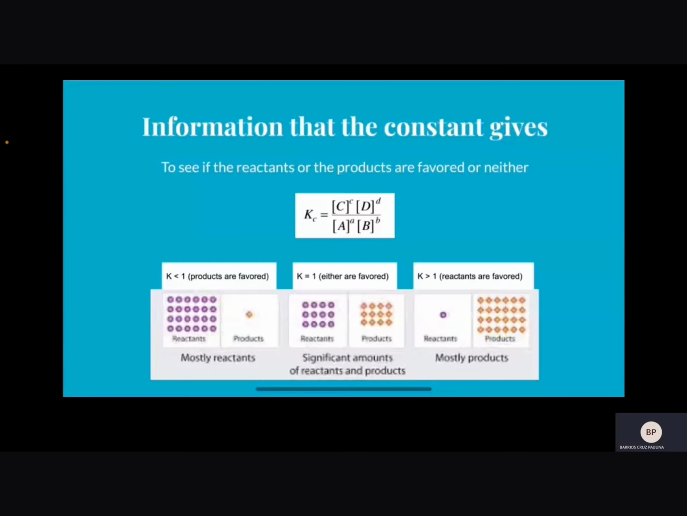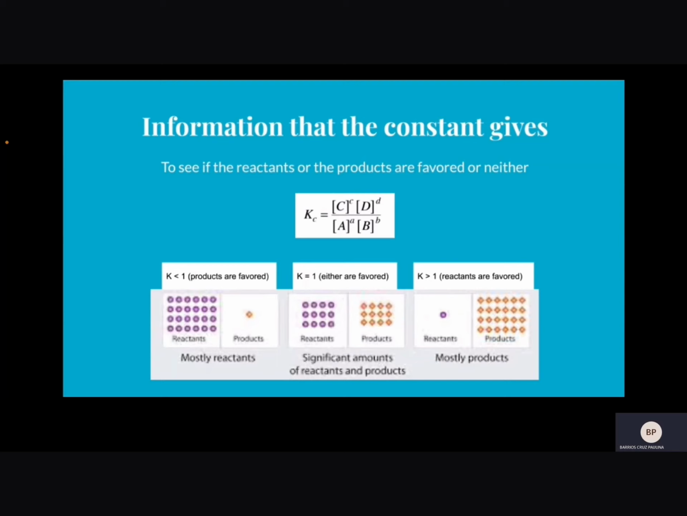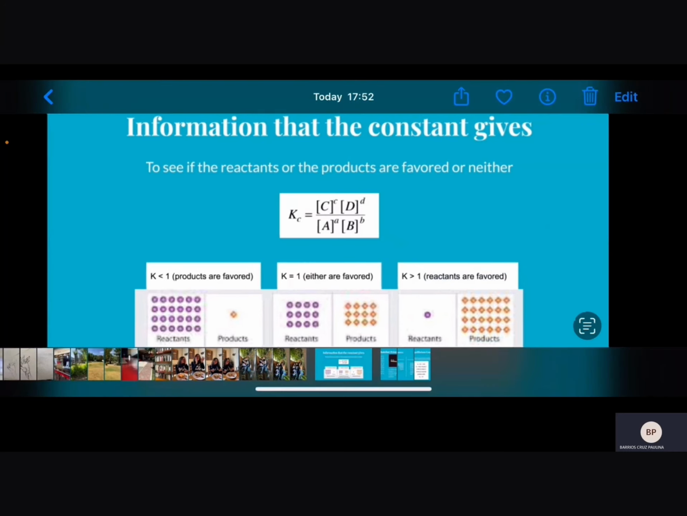Well, so the information that the constant gives, to see if the reactants and the products are favored or neither. If the formula gives you the K less than 1, then the reactants are favored, and that means that mostly are reactants. If the K is equal to 1, neither are favored. It means that it's the same amount. And if the K gives you more than 1, the products are favored, and it's mostly products.